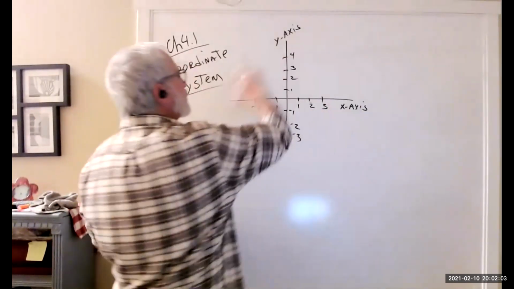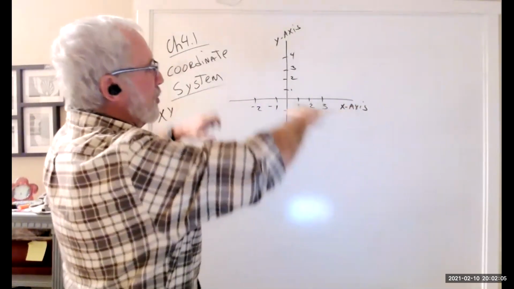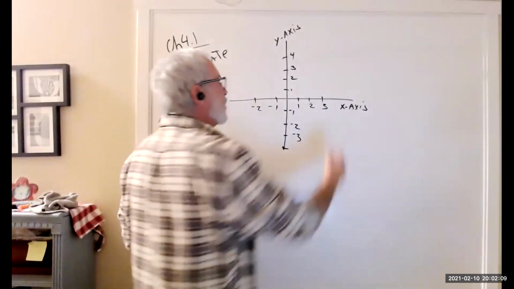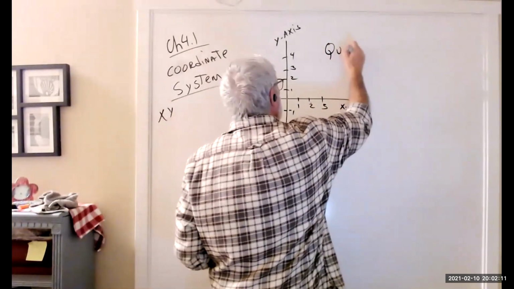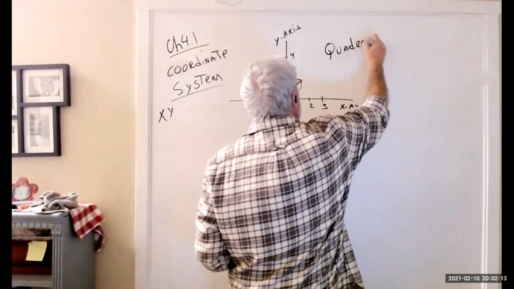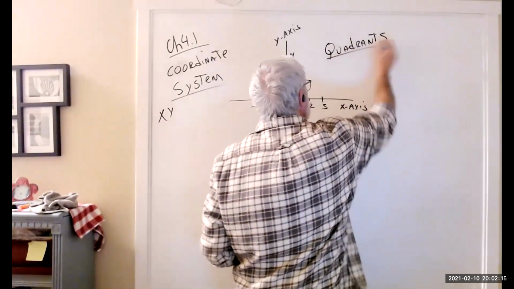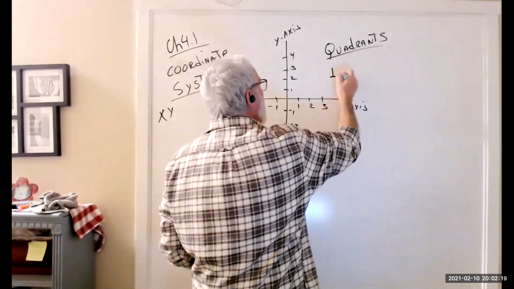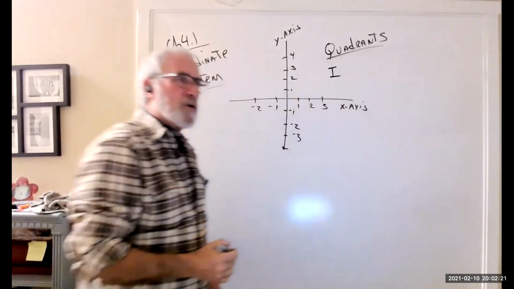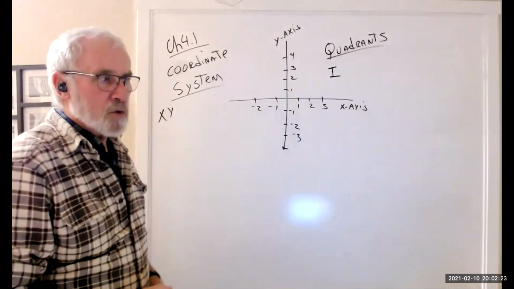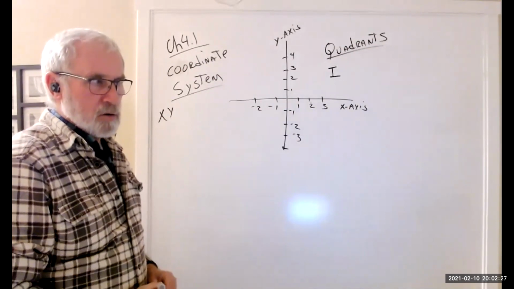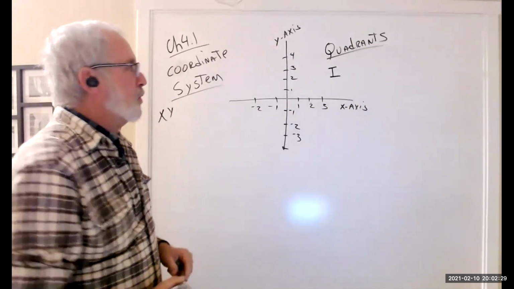It divides the whiteboard or the plane into 4 sections called quadrants. Okay, and we always label the quadrants with Roman numerals. Anything else is wrong. The quadrants are labeled with Roman numerals.